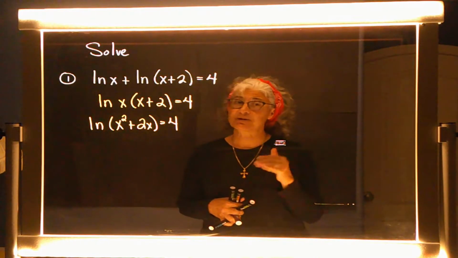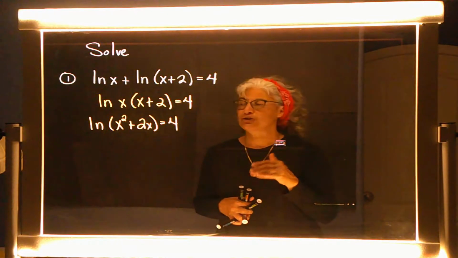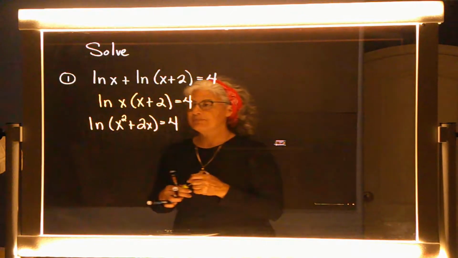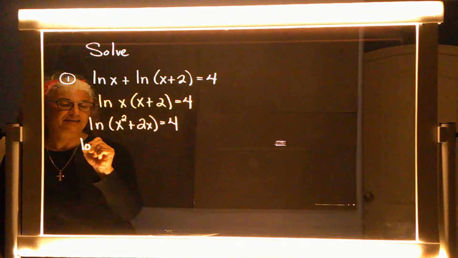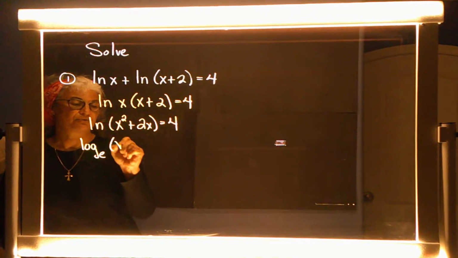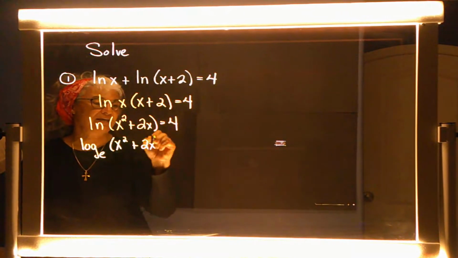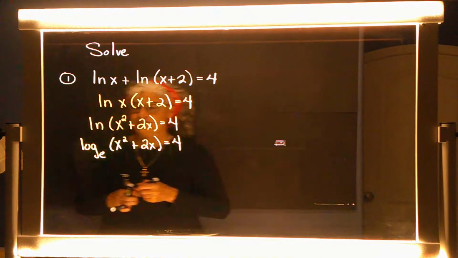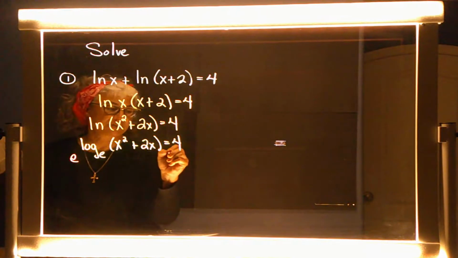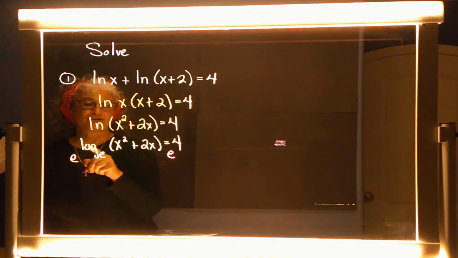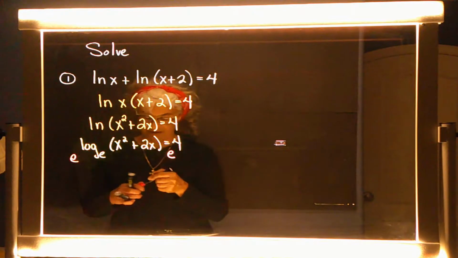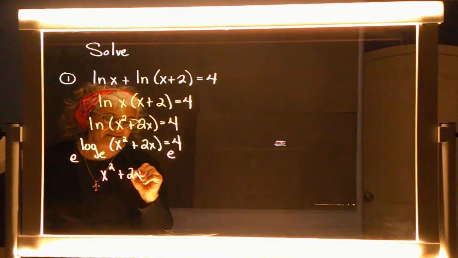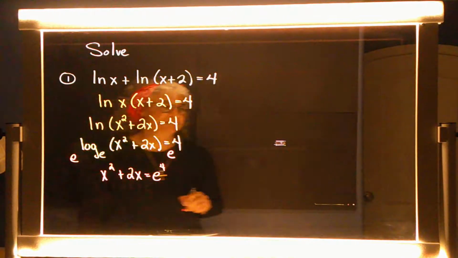So how do I get rid of a log? Excellent. You've got to take the exponential of both sides, don't you? So here's the deal. Remember, ln is the same as log base e, right? So when you take the exponential of both sides, you have to take the exponential e of both sides. So the base e and the log base e will cancel out, and you'll be left with x squared plus 2x equals e to the power of 4.